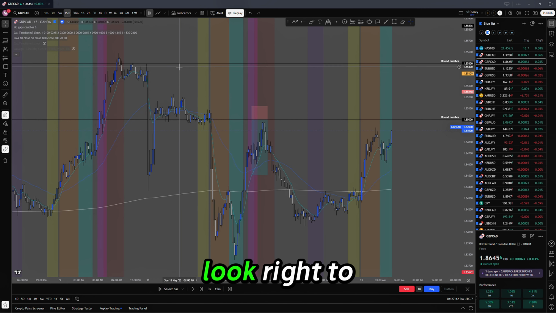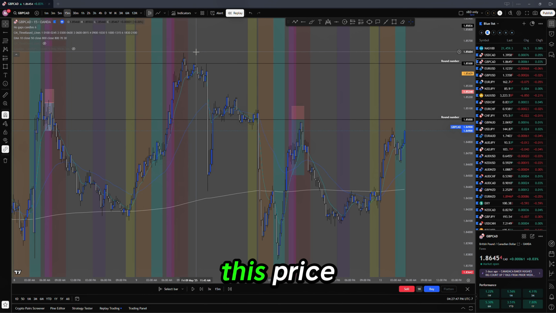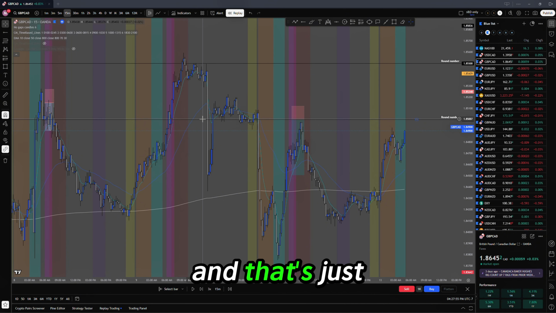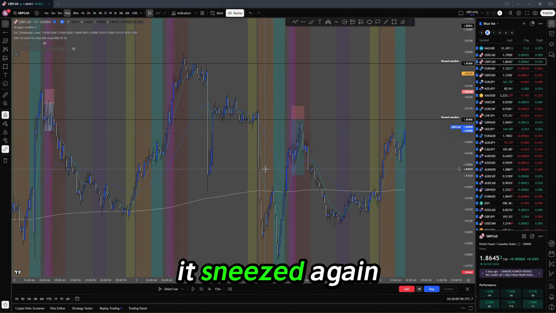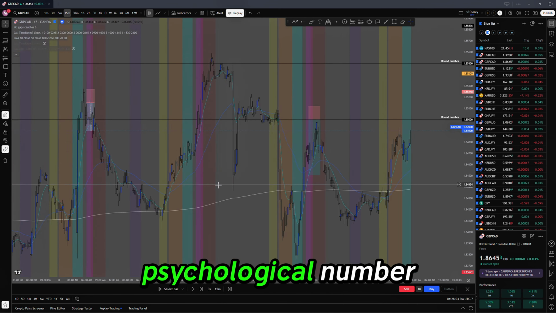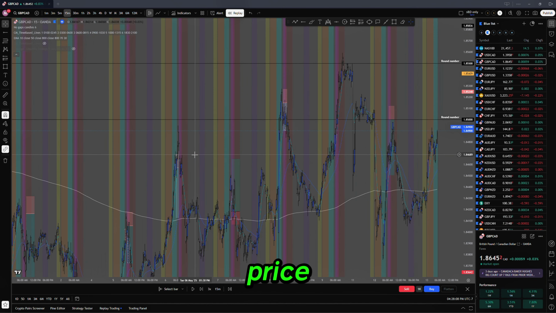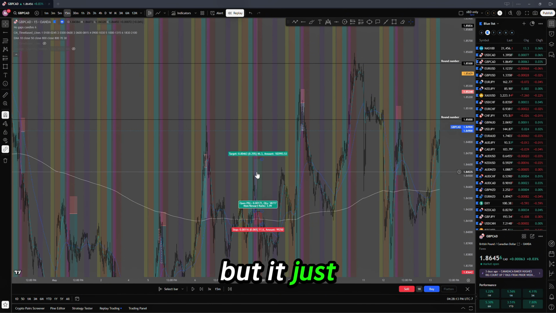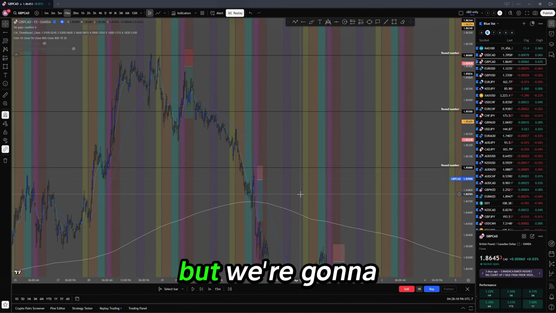Notice this, look, right to the pip, it reacted. And prior to breaking this price, it hesitated. Now, in this instance, the market literally sneezed, so it broke through it. That's just what the market's gonna do. But once price settled, it sneezed again, and guess where? Around this round psychological number. We could go back to the past and see. As soon as price came up to it, there's probably other reasons here too, probably some supply, but it didn't break through it.